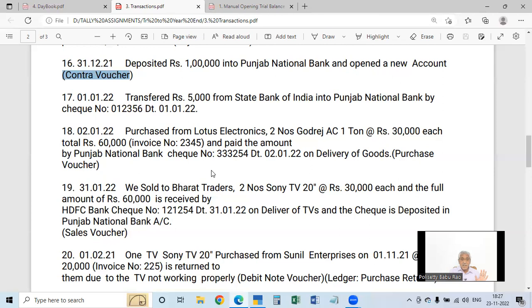Okay, we have to enter the purchase voucher, but this can be entered in two ways. That is, if you pay cash, you purchase and pay cash immediately. But here it is given: issued the check on delivery of goods. So once the goods are delivered to us, we give the check.